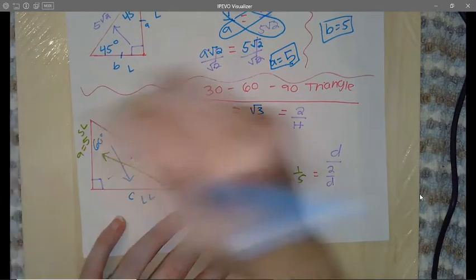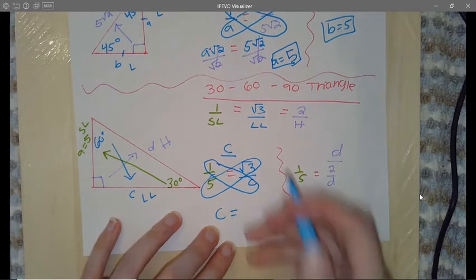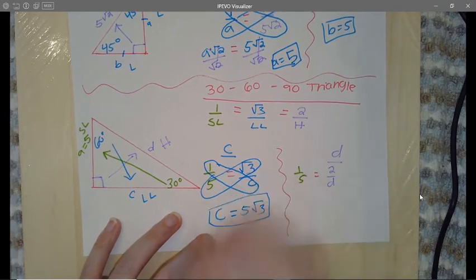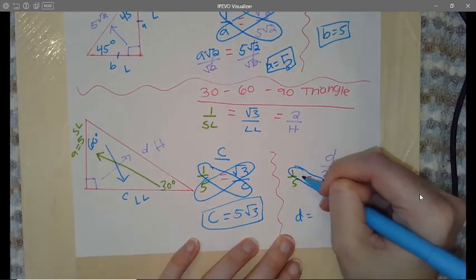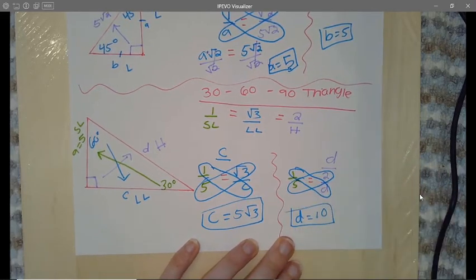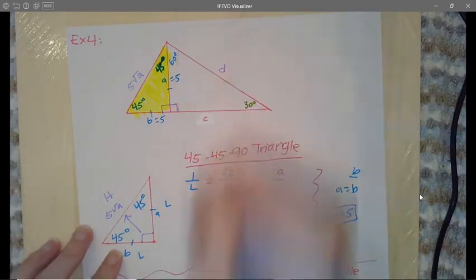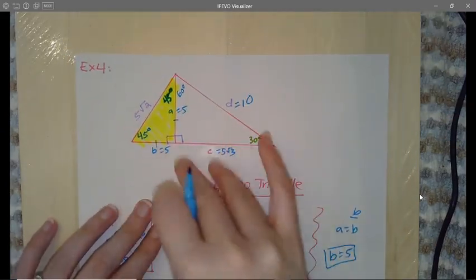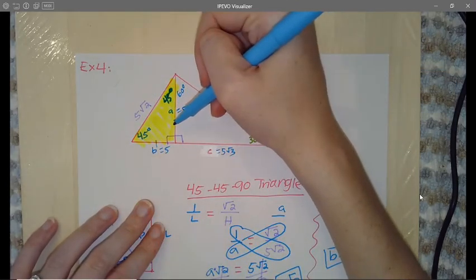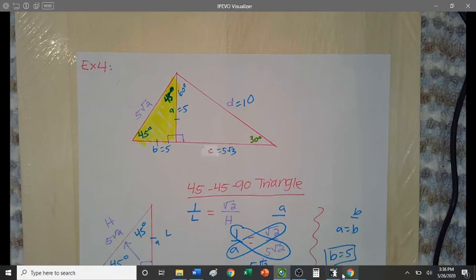Let's solve this thing. C times 1 is C, and 5 times root 3, well, you can't combine those, so it's simply 5 root 3. And bam, we already know that one. Then the other one: 1 times D is D, and 5 times 2 is 10. So guess what? Now we know all the sides. A and B are both 5, if you want to label your picture, and then C is 5 root 3, and D is 10. Look at that. Wasn't that cool? In this problem, you learned how to combine your ratios with the 45, 45, 90 triangle and the 30, 60, 90 triangle. Well, that was a problem. Nice job, you guys. Until next time, toodaloo.